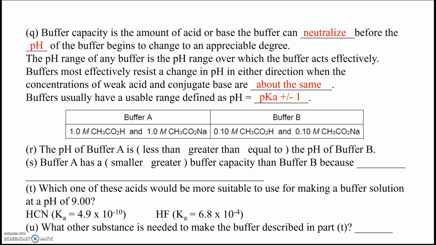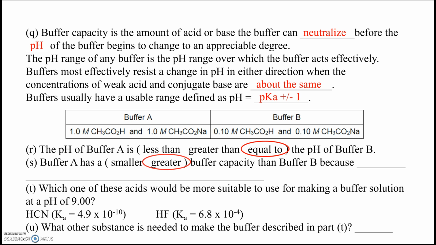All right, item R asks us to look at these two buffer solutions, buffer A and buffer B. And we want to look at this. The pH of buffer A is going to be equal to the pH of buffer B. And we can see that because even though the concentrations are different, the ratio of the concentrations is the same. So it's not going to be any different than the pKa.